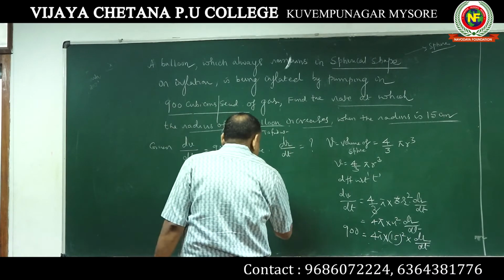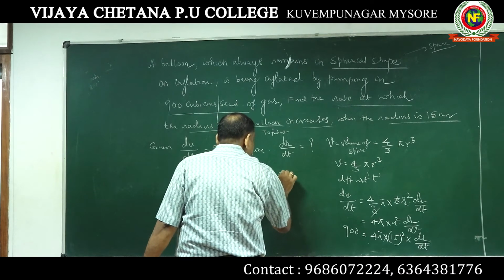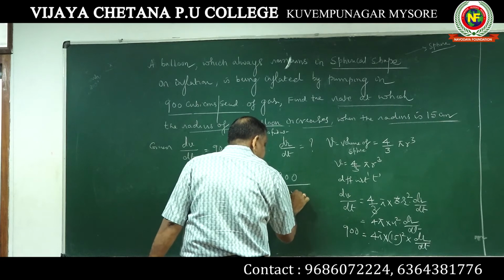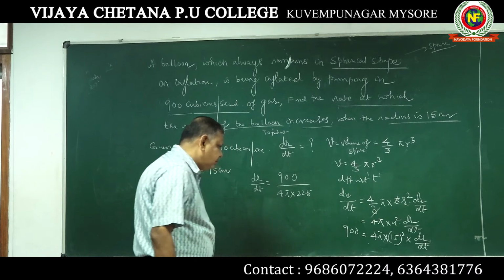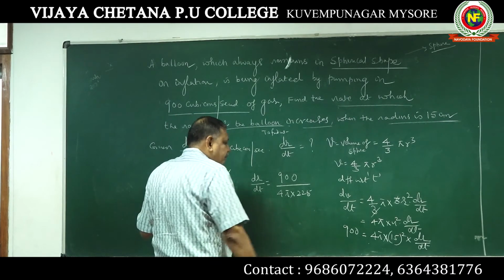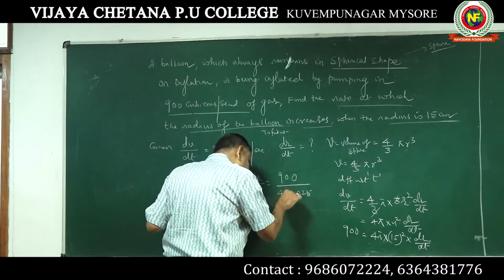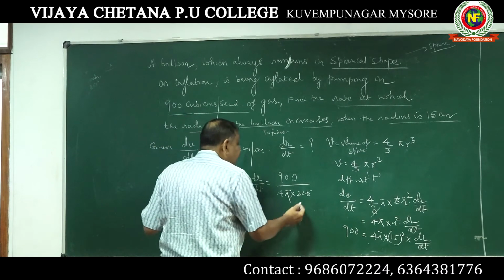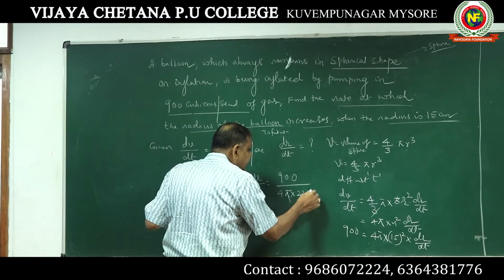Now dr by dt is equal to 900 by 4 pi into 15 square, which is 225. So 15 square, 15 into 15, it is 225 by 4 pi. Don't do anything about the pi, keep pi as it is. Let us see whether 4 goes into this, and whether it is correct.